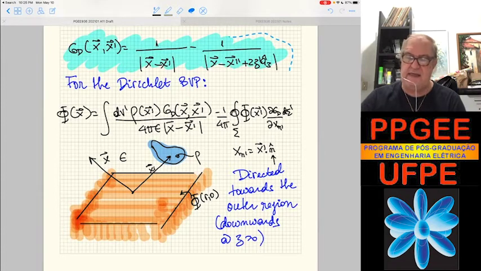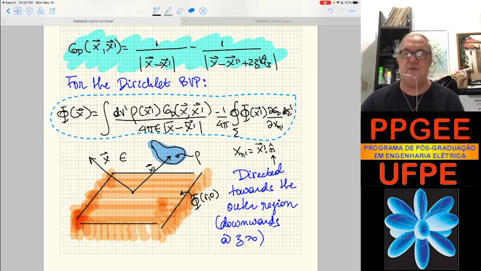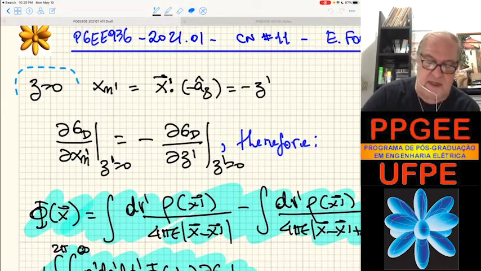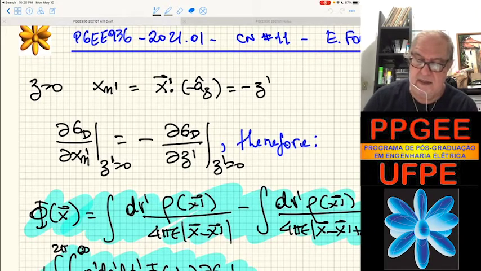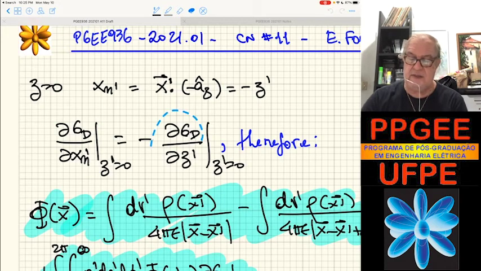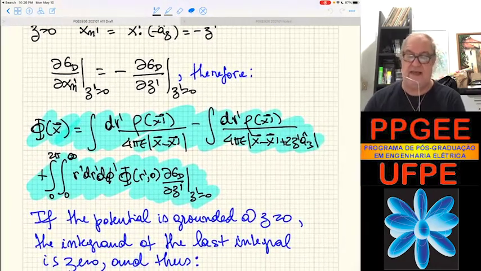So if we plug this in here, we have the solution. Let's see what the normal derivative looks like at z equals 0. The normal coordinate is x prime dot minus az, which equals minus z prime. So the derivative relative to the normal is minus dG/dz prime, and has to be calculated at z equals 0. That's how the solution looks.